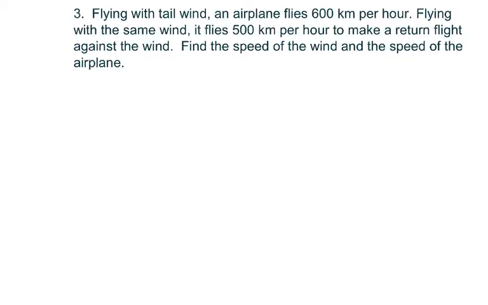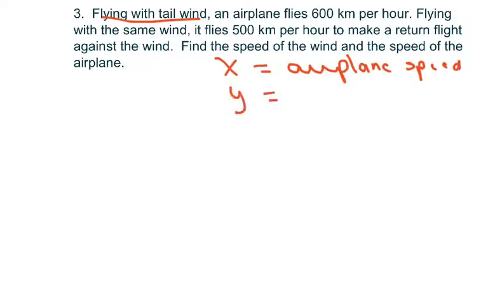Okay. Now, this is one of those problems that it's flying against the wind, flying with the wind. So flying with the wind, we have 600 miles per hour. Flying against the wind, it's 500 miles per hour. So basically, we're going to let X equal the airplane speed, and Y equal the wind speed.